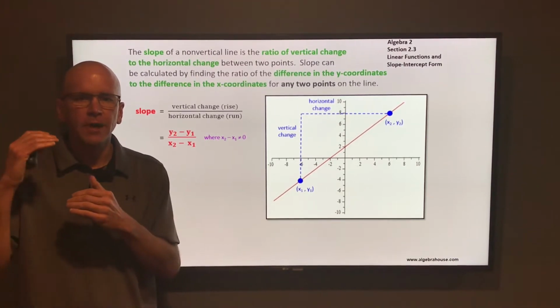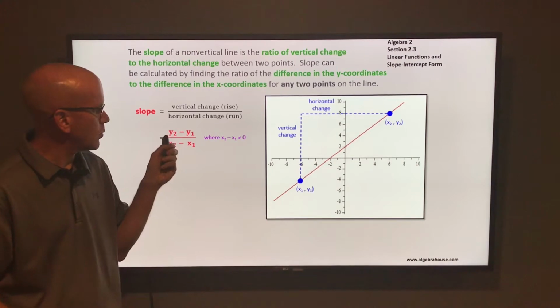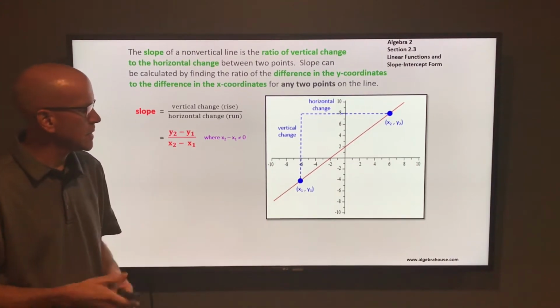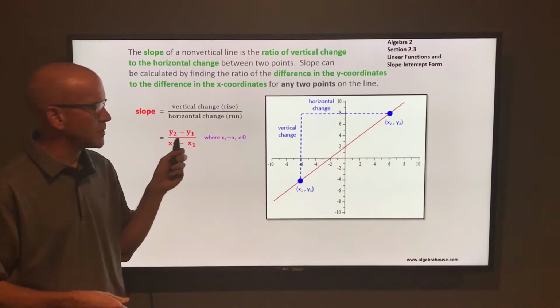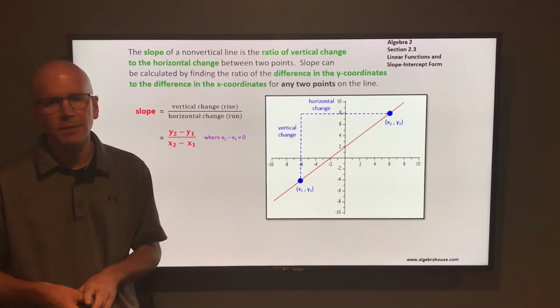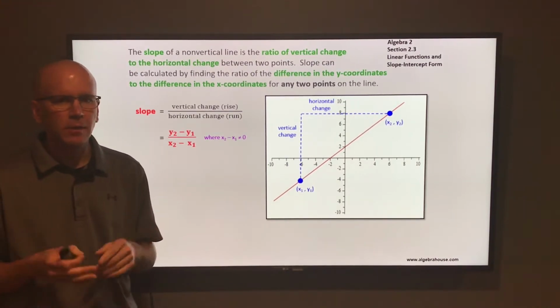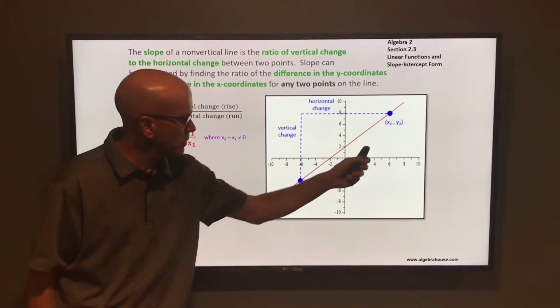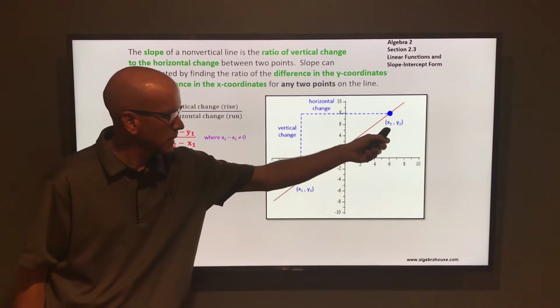All you're doing is you're finding the vertical change. That's the change in y over the horizontal change. That's the change in x. So the formula that goes with it is y2 minus y1 over x2 minus x1, but don't get stuck on that. You could easily take y1 minus y2 over x1 minus x2.